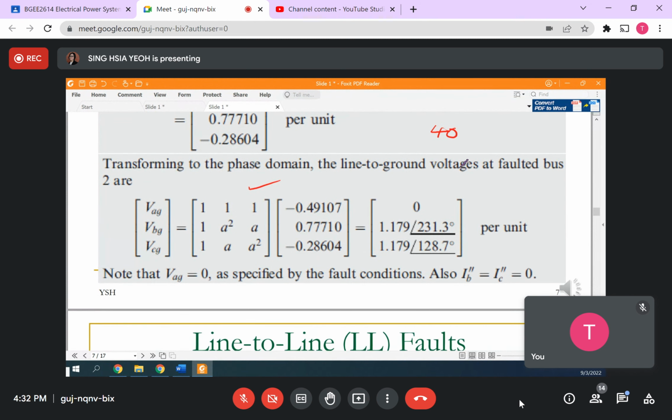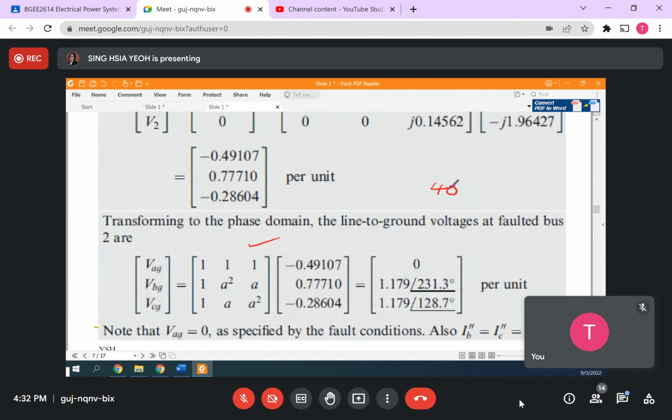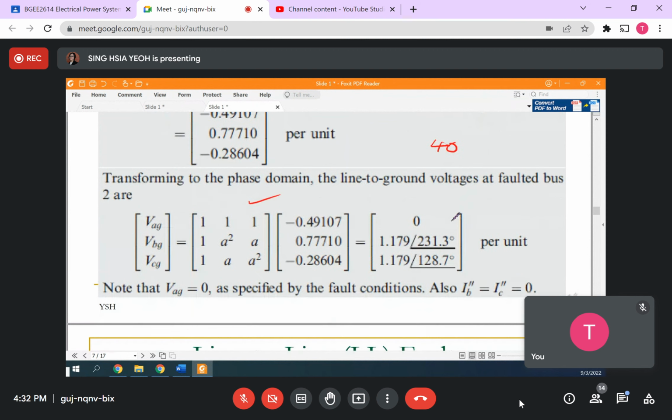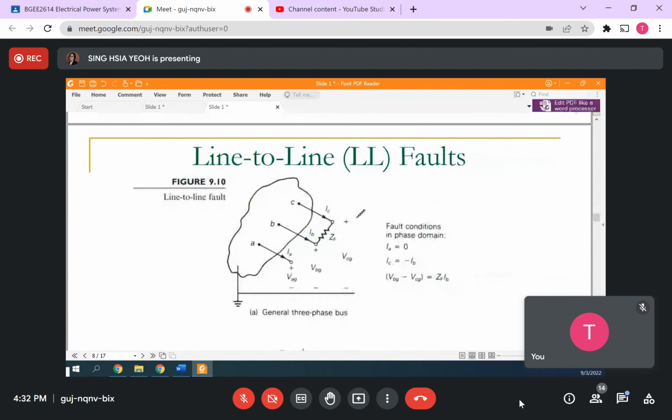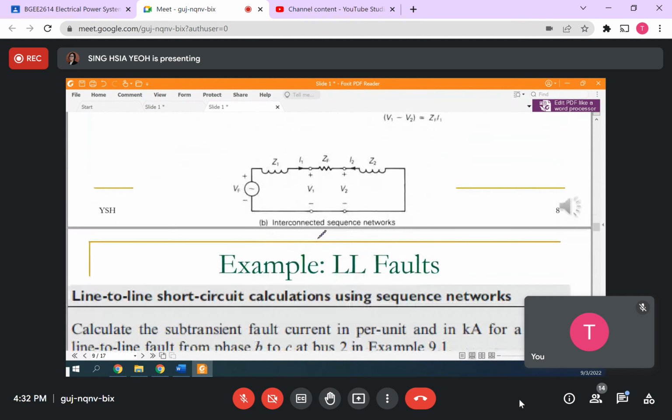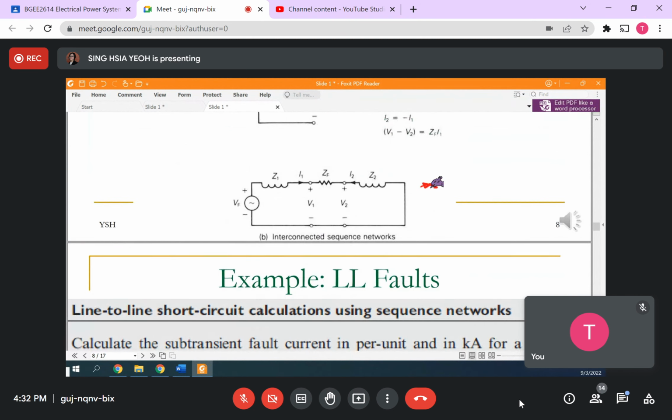Now I separate into two questions, also roughly 40 marks as well. Okay, then next will be line to line fault. Line to line means two of the lines short together, then we call line to line fault. And this is a diagram that you need to memorize if it is a face-to-face exam.